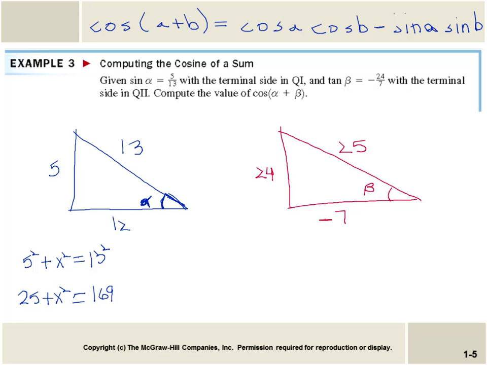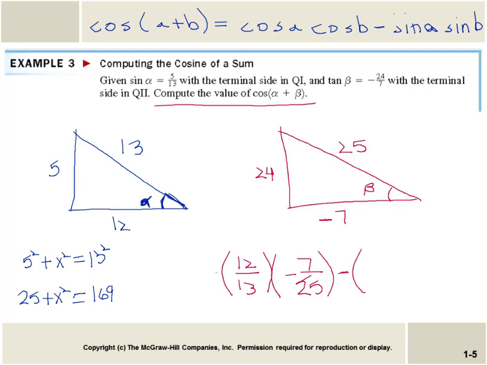Now we can solve the problem because we want to know what the cosine of A plus B, or alpha plus beta, is. Well, it's cosine alpha. What's cosine alpha? Good. 12 over 13. What's cosine beta? -7 over 25. Exactly. And then we have minus sine alpha, and sine beta, exactly.